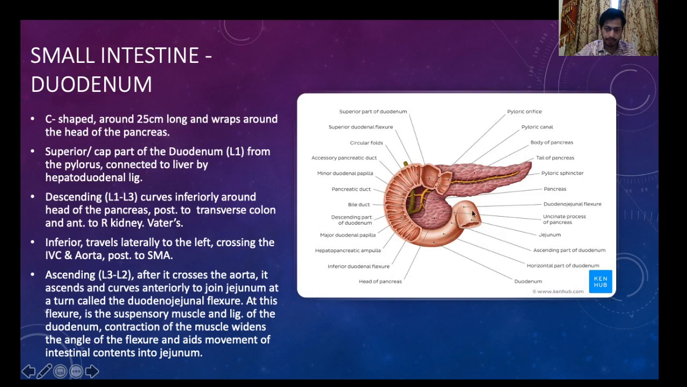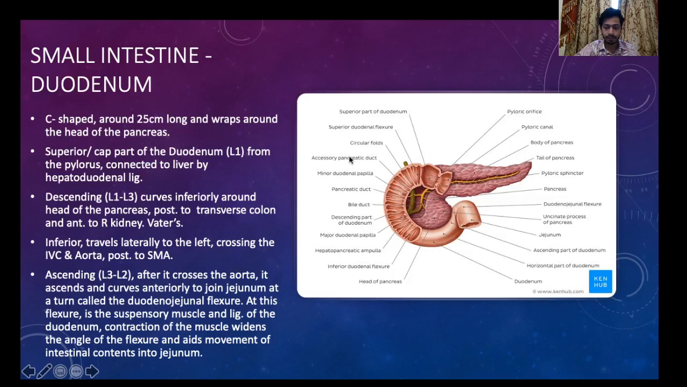And this turn here is known as the duodeno-jejunal flexure. At this flexure, the DJ flexure, you'll find the suspensory ligament of Treitz, and you'll also find the suspensory muscle. When this muscle contracts, it widens the angle of this flexure, which looks kind of like a swan's head, and it allows all of your gastric contents to pass through into the jejunum, where they will be absorbed further on.